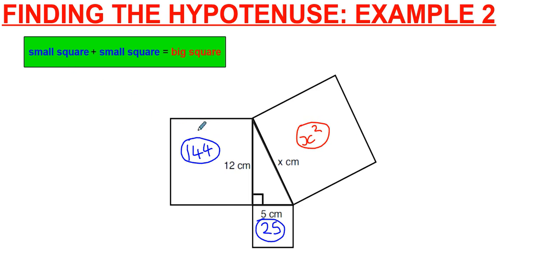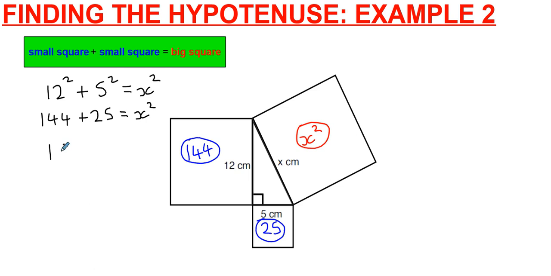And so just rewriting what we've done, all we did here was say 12 squared plus 5 squared equals x squared. 12 squared is 144. 5 squared is 25. And that equals x squared. Add these together, we'd get 169.